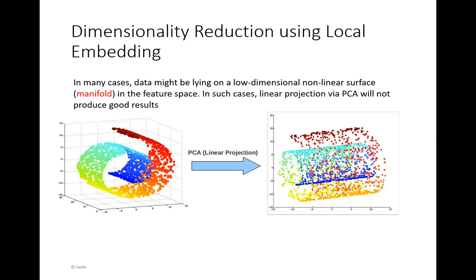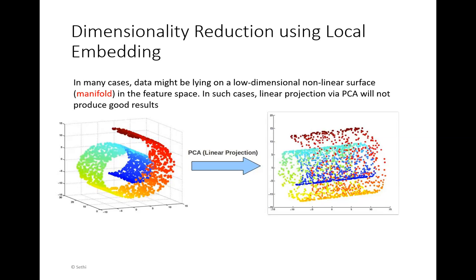Let's take a look at this picture here. If you look at the data set shown on the left-hand side, think of a flexible roll that you can fold or roll. On that roll, you have points coming from different classes. So the blue points represent data coming from the blue class, the yellow points represent data coming from the yellow class, and so on and so forth.